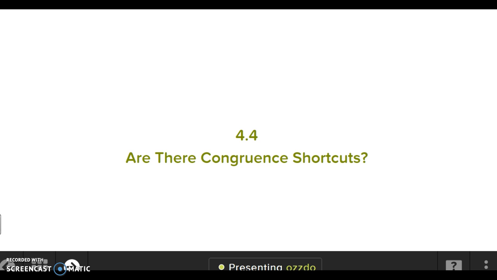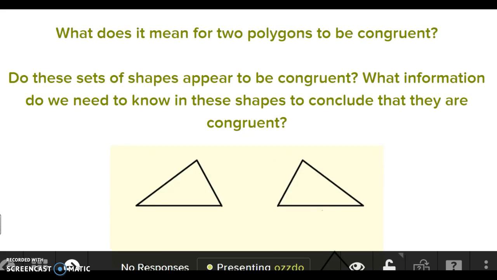And we're going to talk about congruence shortcuts. Please take a moment and answer these couple questions. Okay, so what does it mean for 2 polygons to be congruent to one another? Do these sets of shapes appear to be congruent? And what information do you need to know in order to conclude that these shapes are congruent to one another? So there's a set of triangles and there's a set of, I think, quadrilaterals when you scroll down. So please pause the video, take a moment, answer this, please.